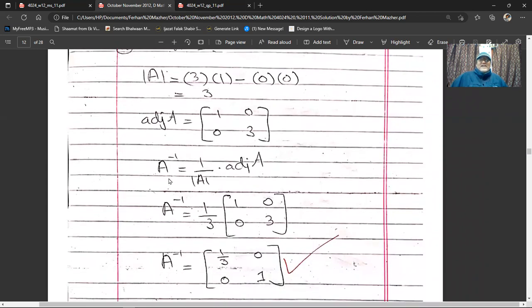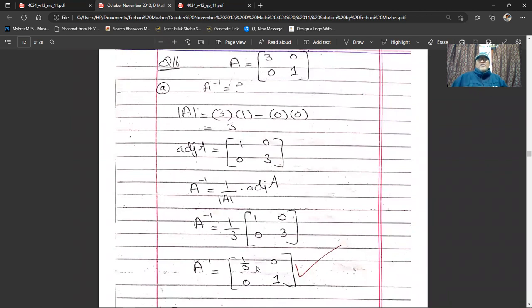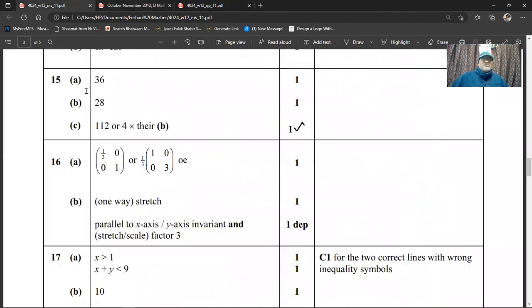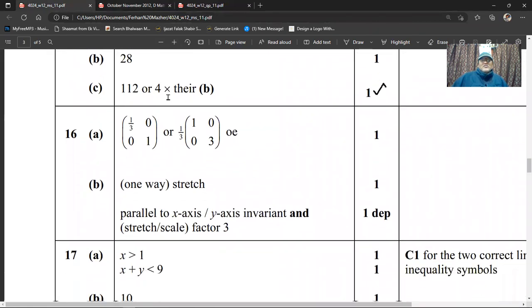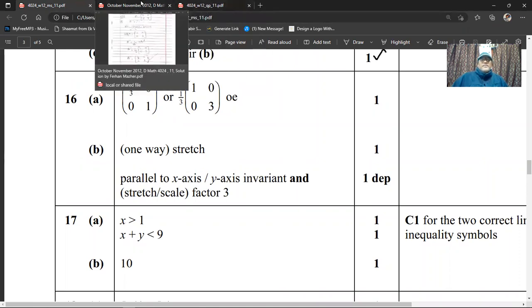The formula for A inverse is 1 by determinant of A into adjoint of A. So A inverse will be 1 by 3 into 1, 0, 0, 3. So when 1 by 3 will multiply with these numbers, you will get 1 by 3. This will become 0. This will become 0. This will become 1. So the inverse of A will be 1 by 3, 0, 0, 1. You can write this form or you can write this form. Question number 16, A part, you can see here the answer. This is the right answer, sir. Okay, so this is the solution.